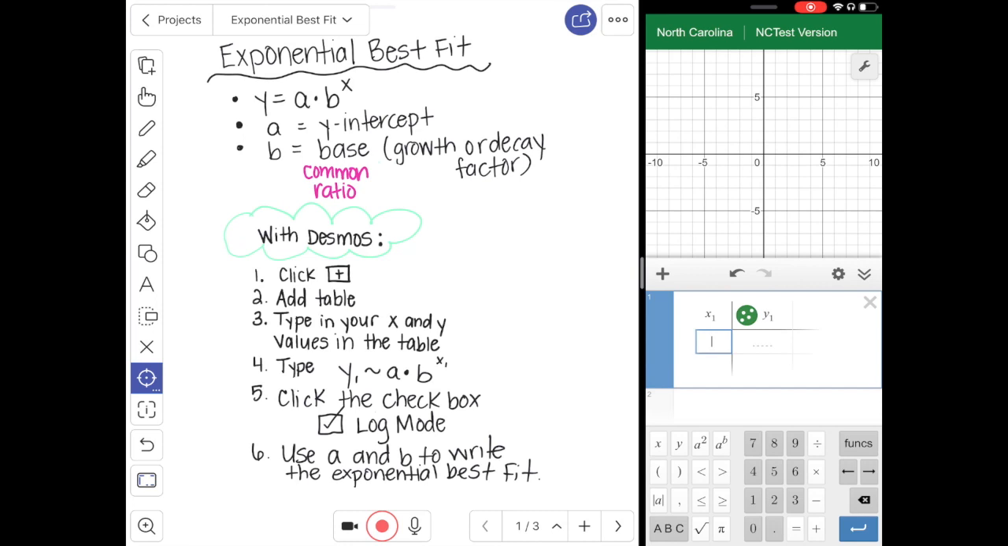Now, the reason we're using a y1 and an x1 is because that's how it's labeled in the table in Desmos. The thing for this one, though, is we need to make sure we click log mode. That is going to give you the most accurate information. So make sure you click that, or some of your pieces may be off a little bit. And then, of course, we're going to use our A and our B that they give us, and we're going to write that best fit model. And we're going to use that best fit model to make some predictions about the information given.